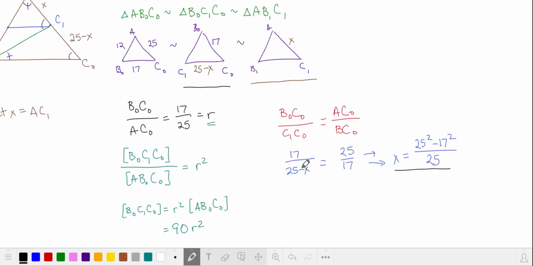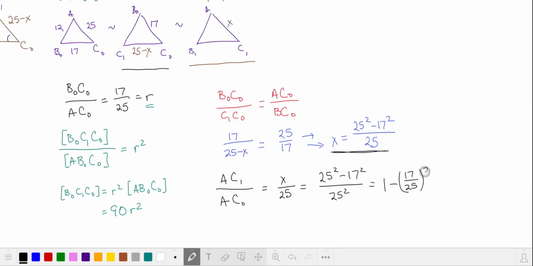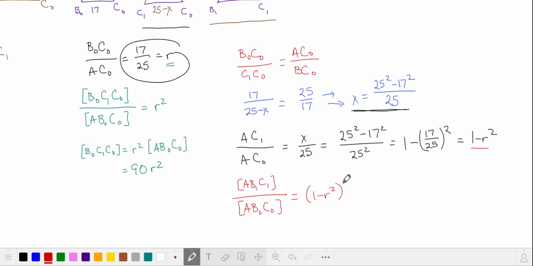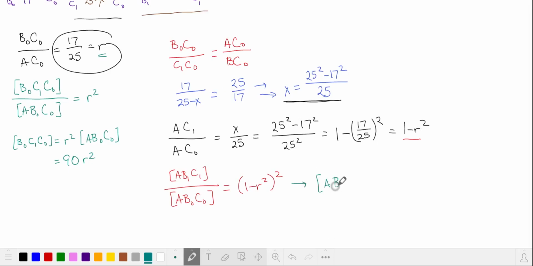So now we'll use this value of X to compare the corresponding side lengths of our third triangle and our original triangle. This is the ratio AC1 to AC0, or X over 25, and then I'll substitute this value of X. I'll write this as 1 minus the square of 17 over 25, which is 1 minus R squared. Since this is the ratio of our corresponding side lengths of our third and first triangle, the ratio of the areas of these triangles is going to be the square of this ratio. So (1 minus R squared) squared. And then solving for this triangle AB1C1, our original triangle has an area of 90.